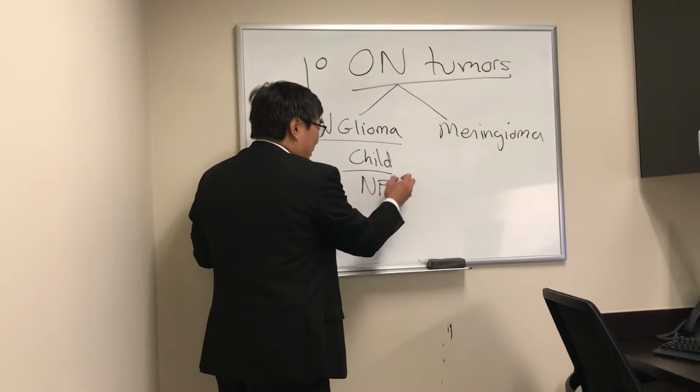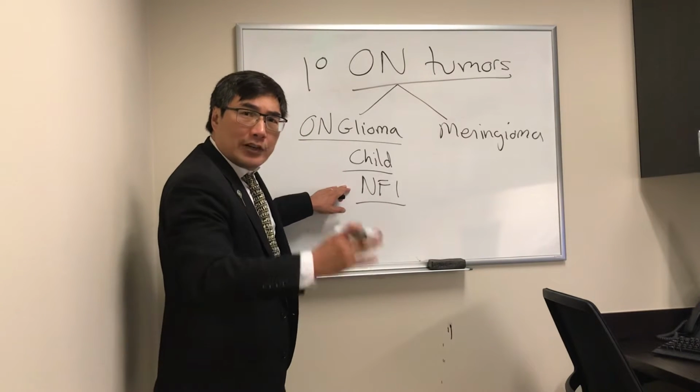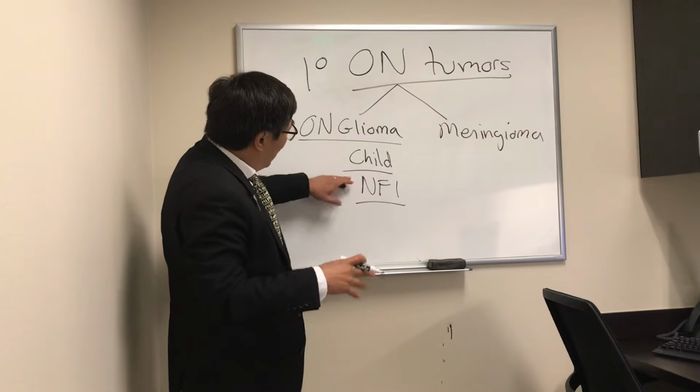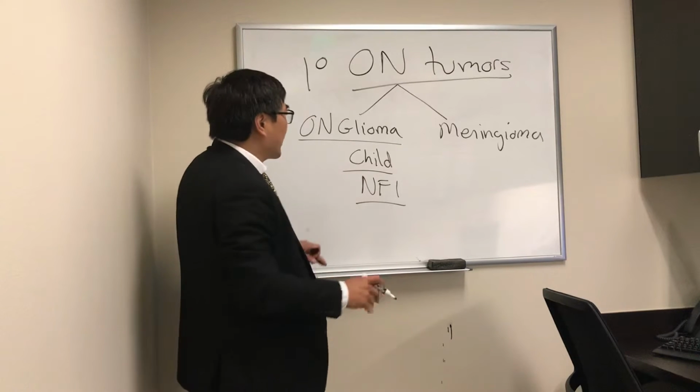And what we're worried about is the associated phakomatosis, neurofibromatosis type 1. So you're going to be looking for the cafe au lait spots, the axillary freckling, the Lisch nodules, and the other cutaneous findings of neurofibromatosis type 1, the neurofibroma.